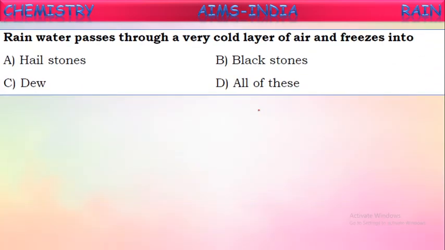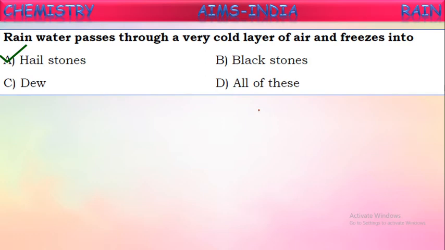Okay, next one. Rainwater passes through a very cold layer of air and freezes into what? How will it freeze? When water droplets present in the cloud start coming down, that we call rain. But if in the journey it touches very cool air, that water droplet converts into solid form. So, in the form of small ice cubes, it comes down. Those we call hailstones, isn't it?